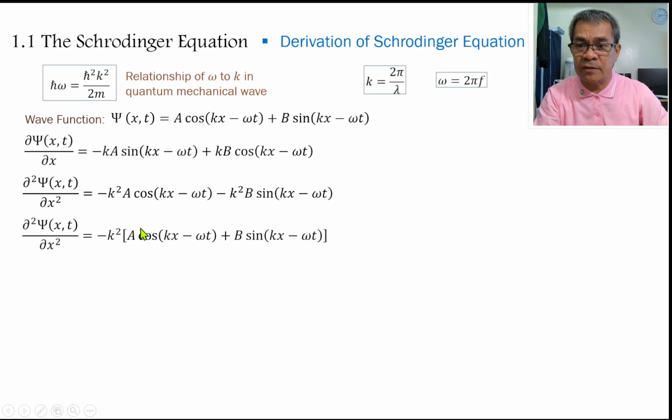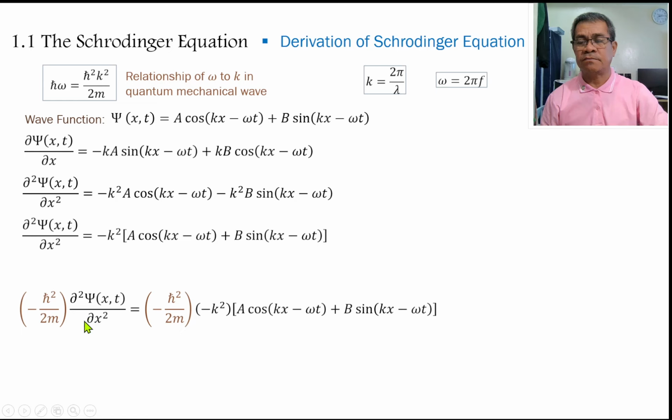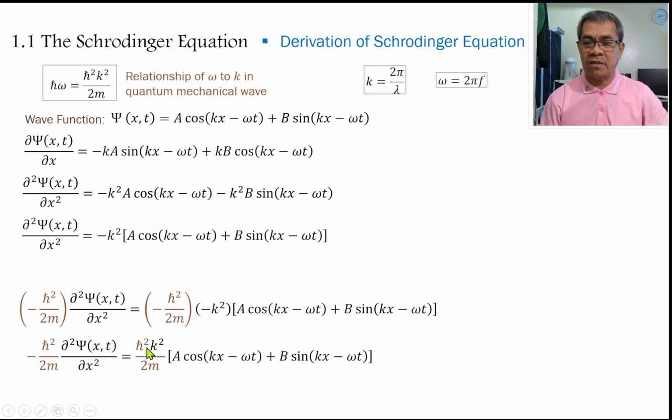Okay, so this is now a common factor. Take note, this is the wave function. Okay, so we need to multiply here negative h bar squared over 2m. The purpose why we do it is because this result is already this one. Since we multiply by negative h bar squared over 2m, do it on the opposite side to remain the sign of equality. So multiplying this one, this will become positive h bar squared k squared over 2m, and this is now the relationship that we want. So therefore, we have this result.